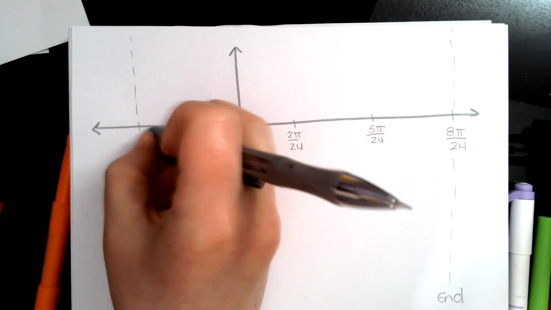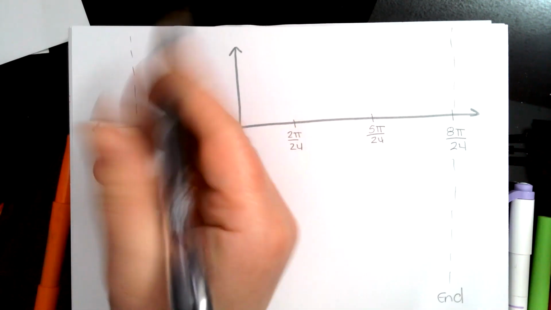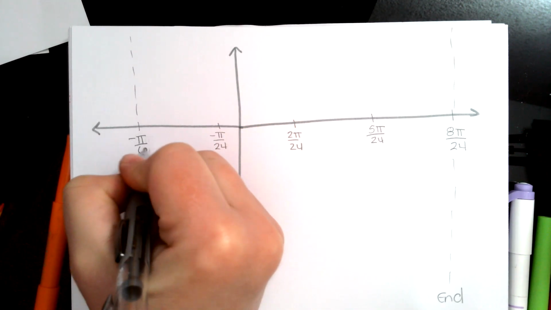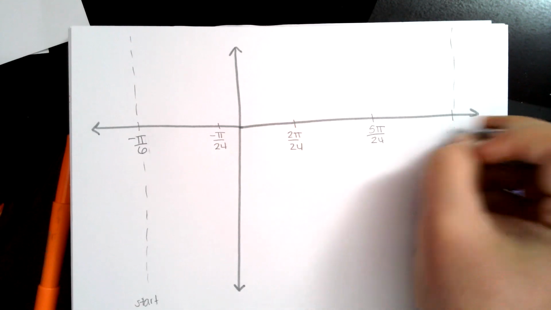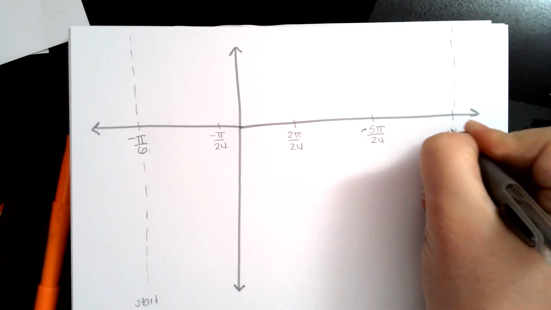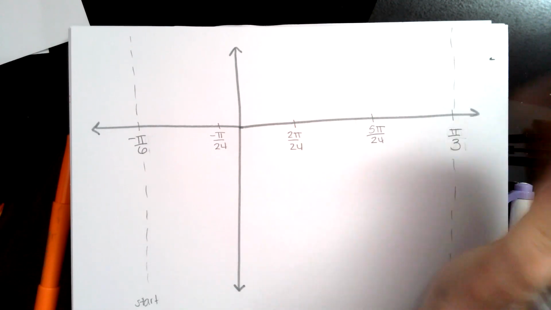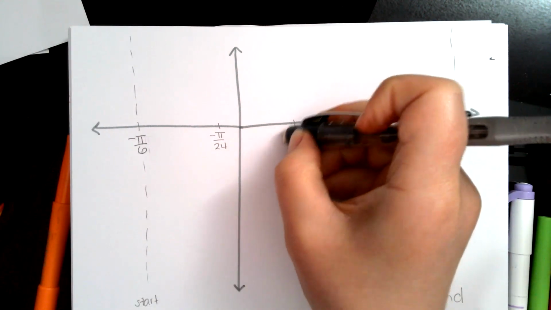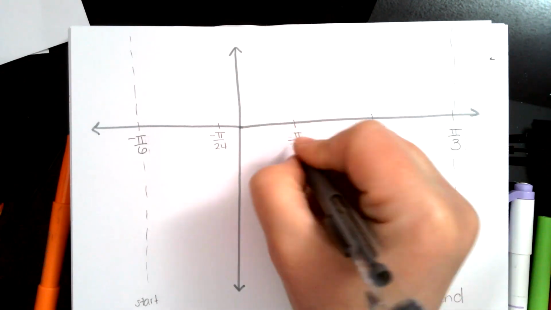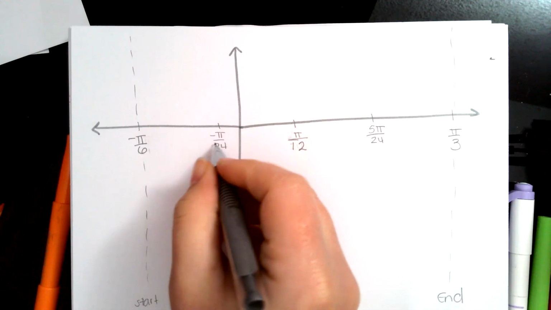So we're going to go back, and our start was negative pi 6. Our end was a pi third. This one, 5 and 24, cannot be simplified. This one can. Denominator of 12. And this one cannot be simplified.